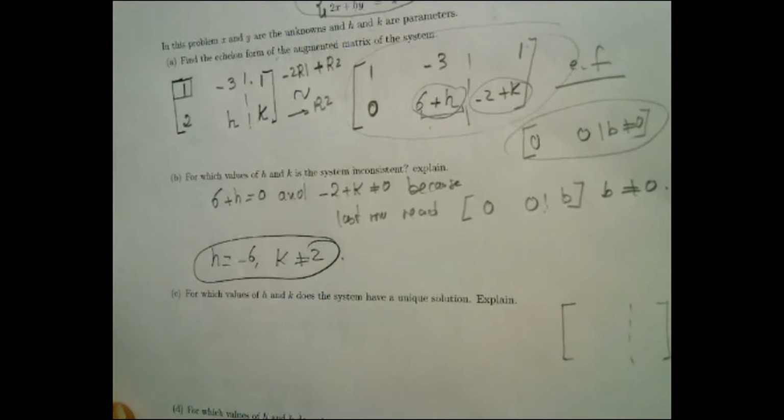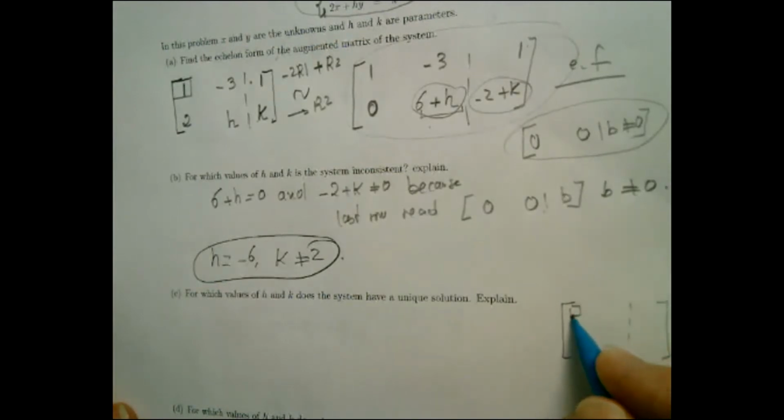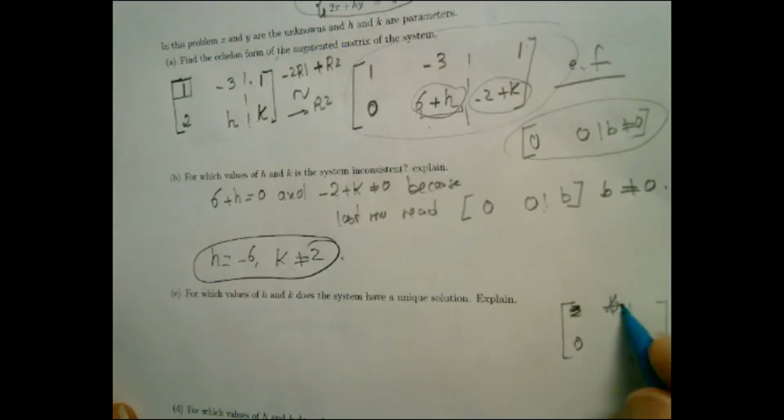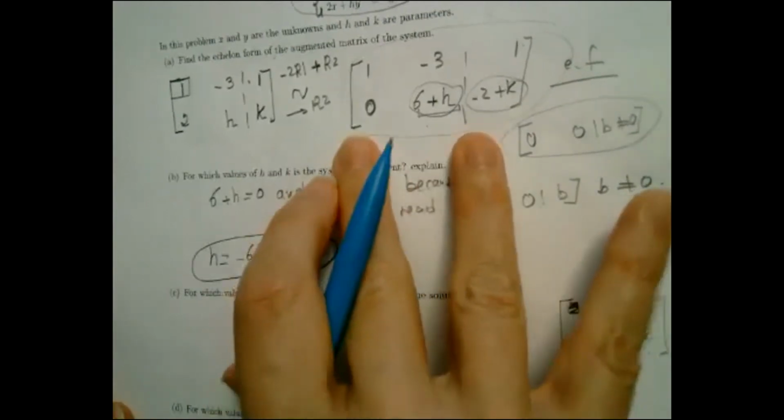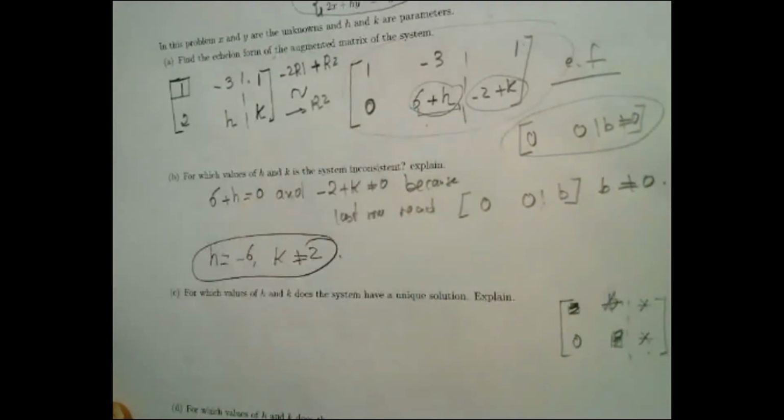If you want a unique solution, what should the echelon form be? If you want a unique solution, of course, you want the system consistent. And you want a leading entry here and here. Here you don't care. Any number will do. It doesn't really matter. So now this is the picture for a unique solution. What conditions here should be satisfied to guarantee that?